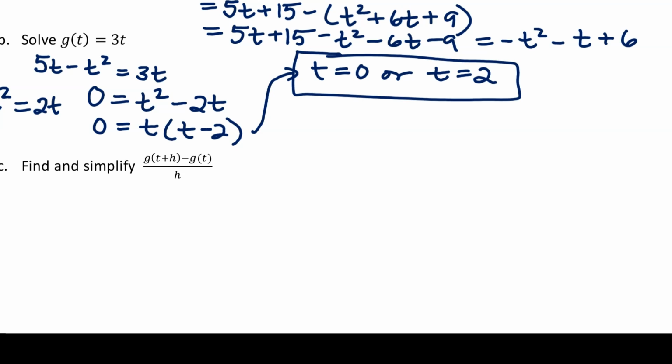Okay, and then part C, this is the real big one for calculus, the difference quotient. This is telling something about average rate of change or slope of a function.